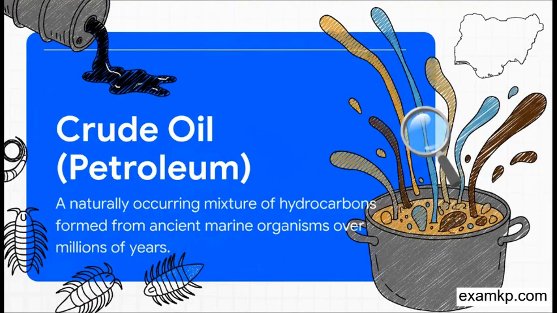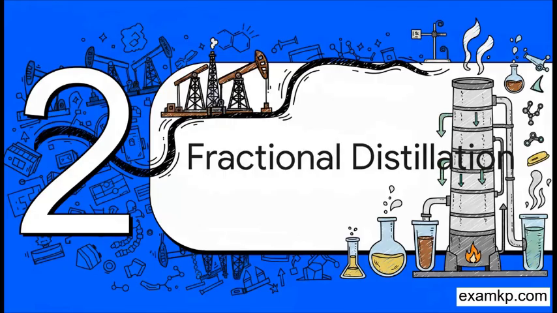So that's the big question, isn't it? How on earth do we separate this complex soup? Well, this brings us to the superstar of this topic, the one industrial process you absolutely positively have to know. I'm telling you, WAEC and NECO, they love asking questions about this. It's called fractional distillation. So I need you to lean in and pay close attention here. This is important. The idea behind it is actually pretty simple. It's all about boiling points. That's the secret.